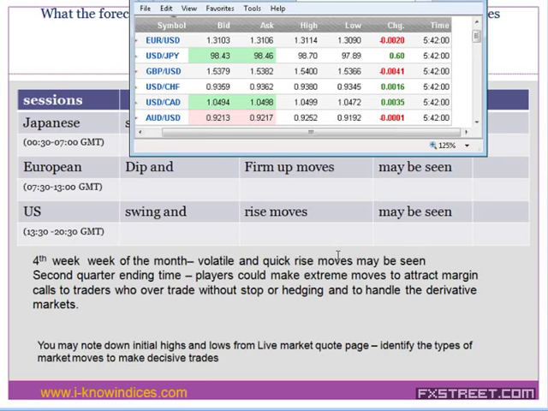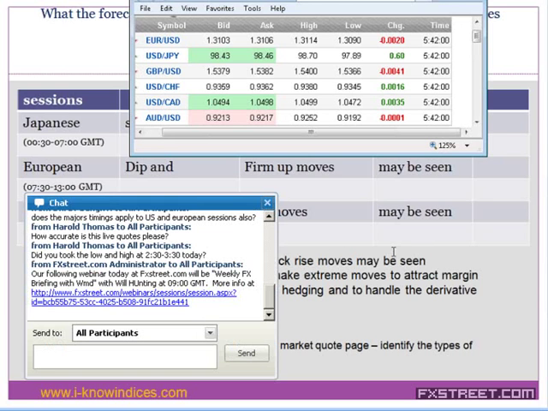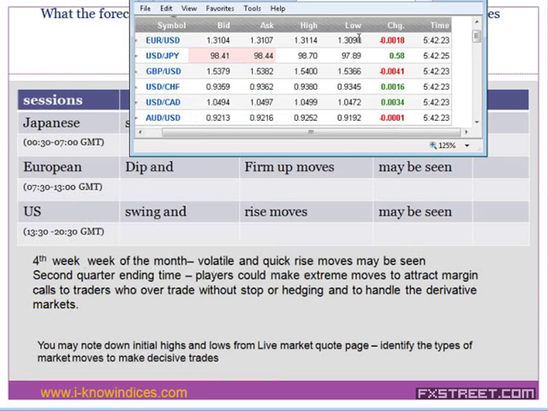Then Harold, did you take the low and the high at 2:30 to 3:30 GMT? Yes, I had taken the initial low and the high around 3:30 GMT. So they start setting the initial low and the high. Sometimes they set the high and later on set the low, or sometimes set the low and later on set the high. So if you note down around 3:30 GMT the initial low and the high, that will be fine as a reference level for the entire day till the end of the US session.